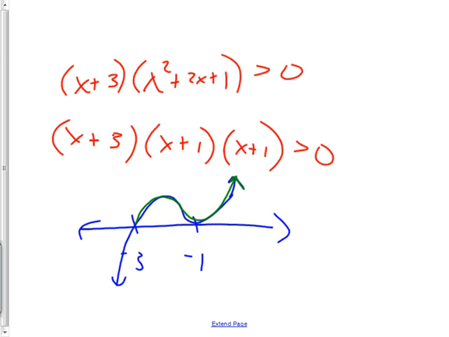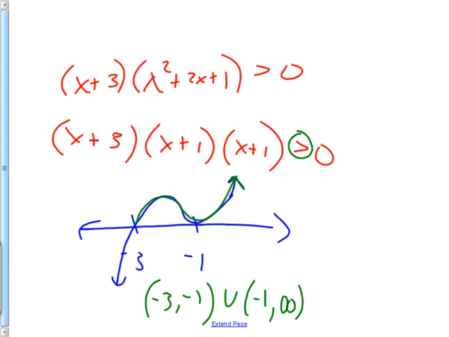So then my answer would be, for this question, I would say it was greater than 0 from -3 to -1. And at -1, it doesn't work because it doesn't have an or equal. So I'd just leave it open like this. And then I'd say union with -1 to infinity. Are you able to read that?